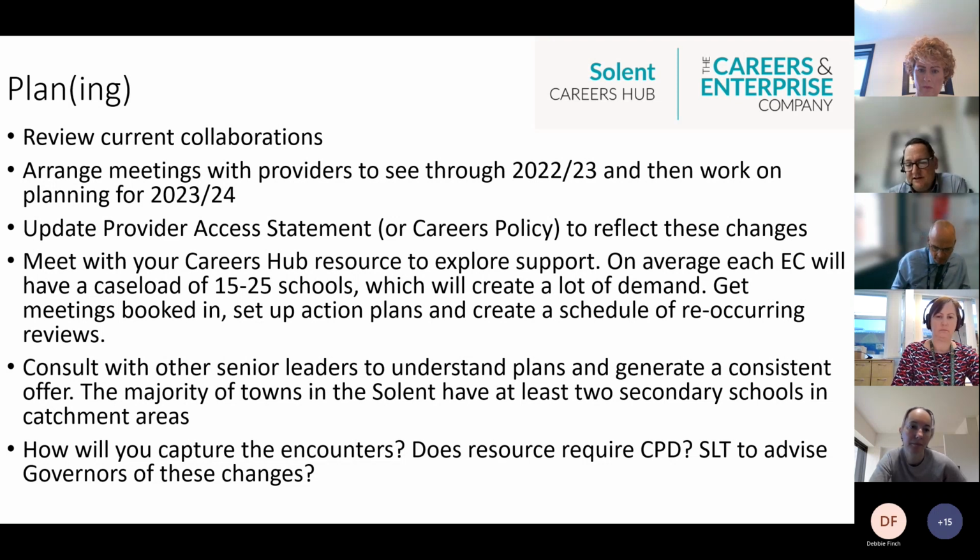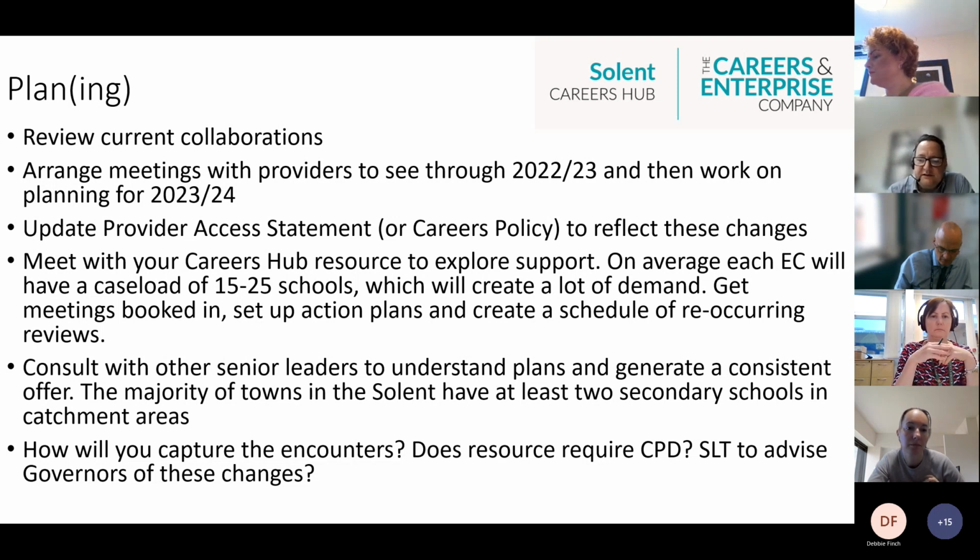Does resource require CPD? Senior leadership to advise governors of these changes, and that's another one. If you have a linked governor, then advise them of these changes so that there can be that consultation within the organisation, and that review on those side of things. And again, the governors are more than welcome to speak to careers hubs around these to look at that challenge and how they put that in place.